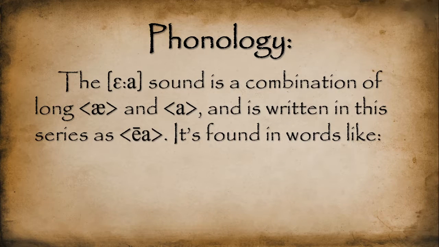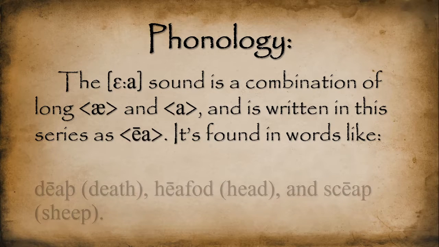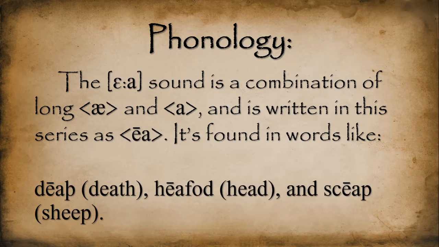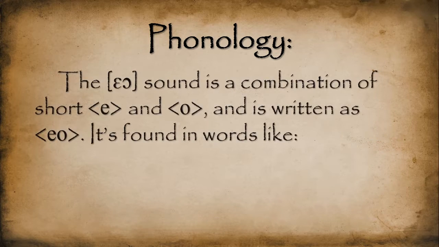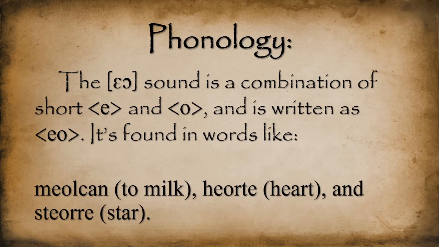The long EA sound is a combination of long ash and A and is written in this series as EA with a macron on the E. It's found in words like death, death, hevod, head, and skep, sheep. The short EO sound is a combination of short E and O and is written as EO. It's found in words like melkon, to milk, herte, heart, and stere, star.